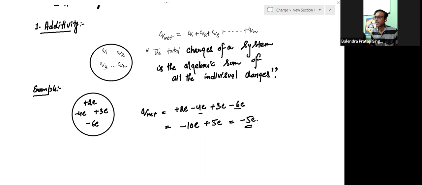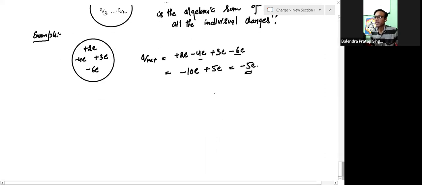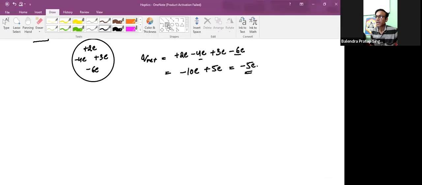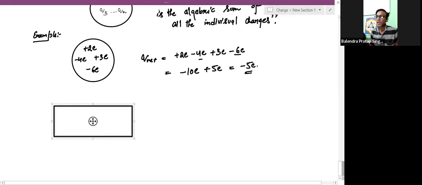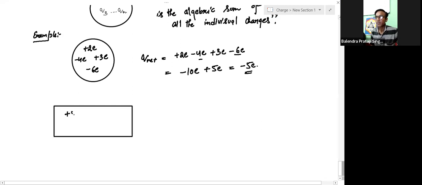Okay, is it clear? Let me take another quick example so that you can learn. Suppose I am taking another body. It has plus 5e. q1 is equal to plus 5e, q2 is equal to minus 6e, q3 is equal to plus e, and q4 is equal to plus 2e.